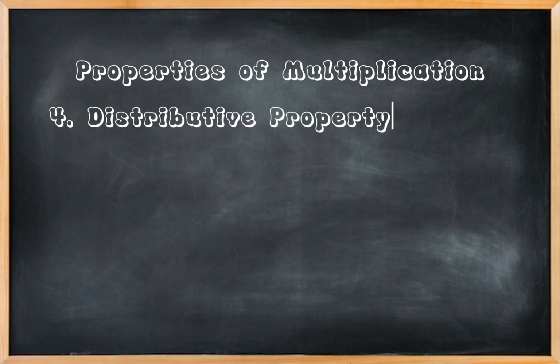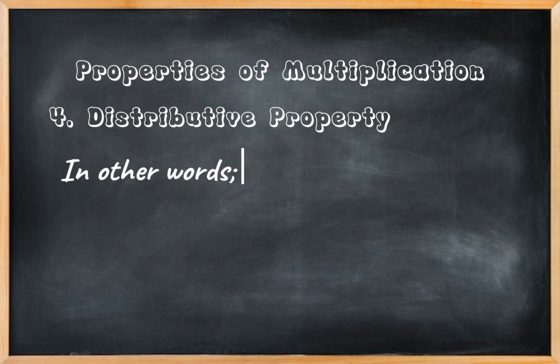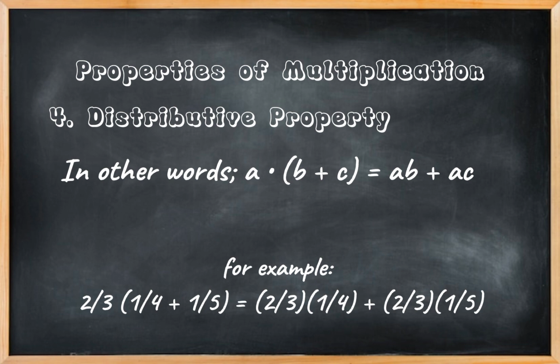Last is distributive property. In distributive property, multiplication distributes over addition. In other words, A times the sum of B plus C is equal to AB plus AC. For example, 2/3 times the sum of 1/4 plus 1/5 is equal to 2/3 times 1/4 plus 2/3 times 1/5.